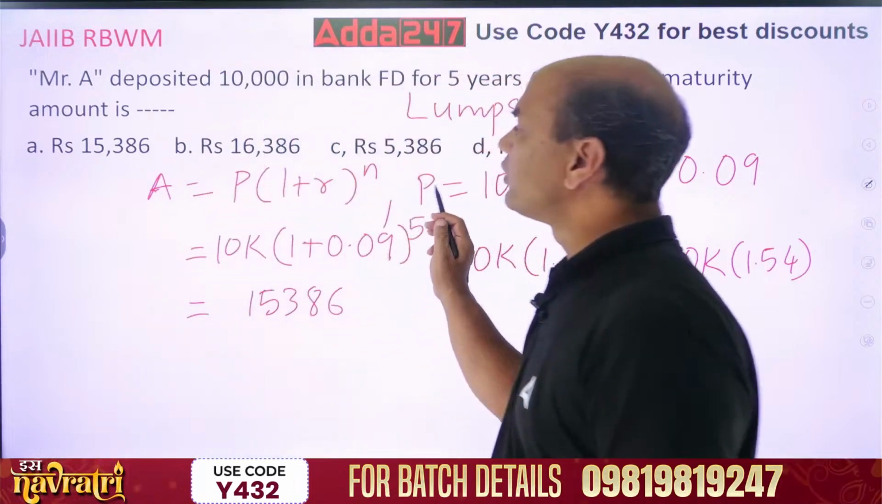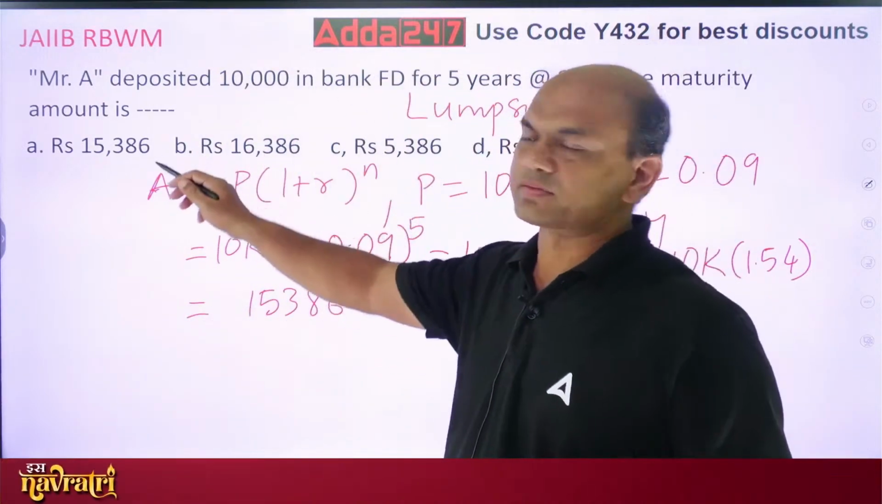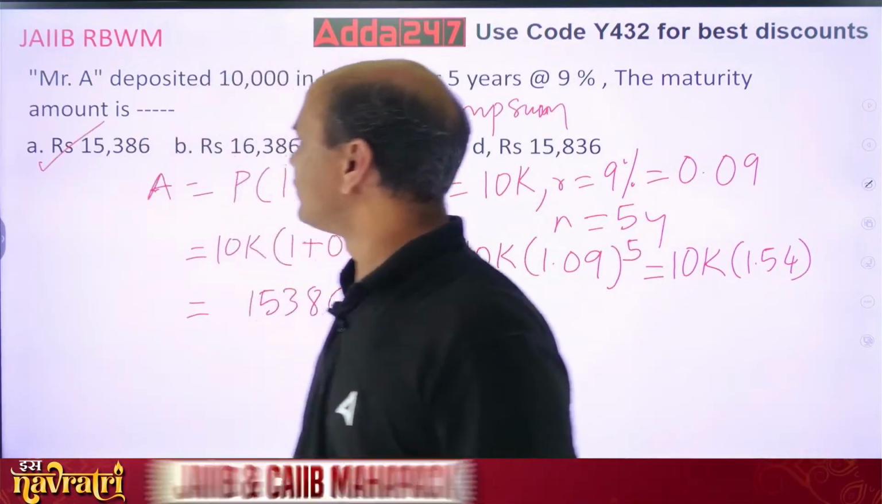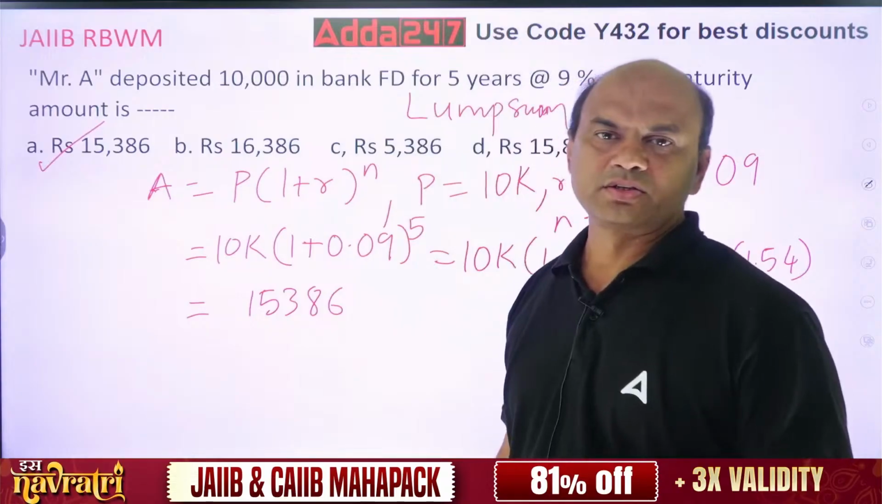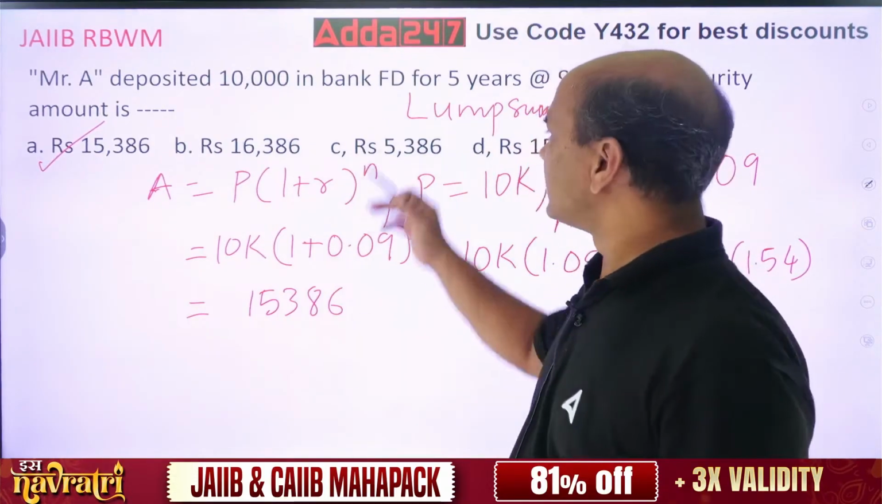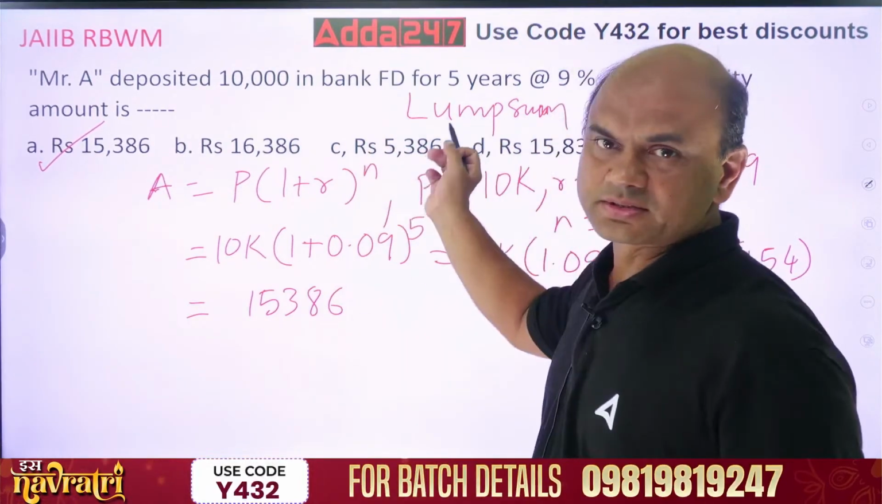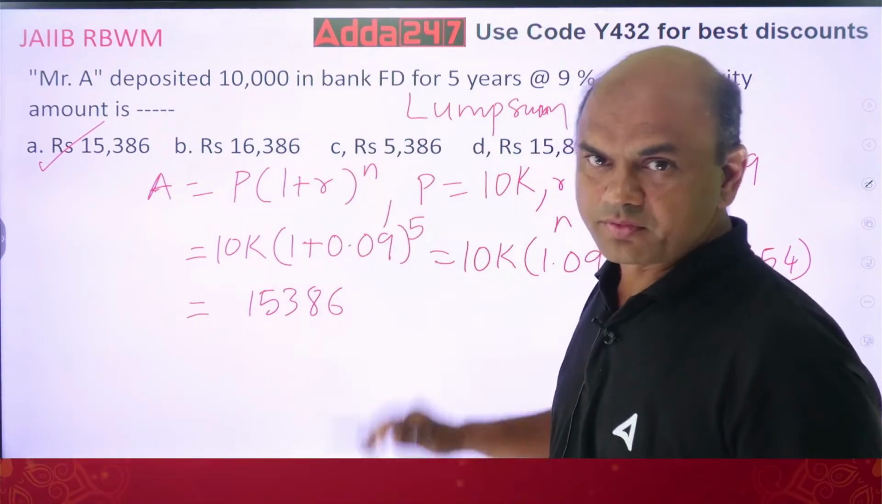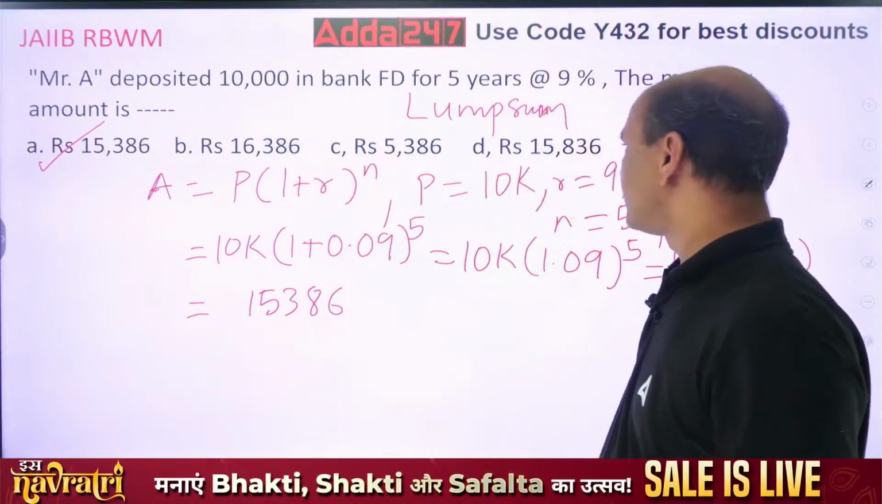You want the amount at maturity, so this is the answer A. Got it? 15,386. So the amount deposited is 10,000, at 9% for 5 years, gives 15,386. This is the compounding effect. Okay? Got it? Next.